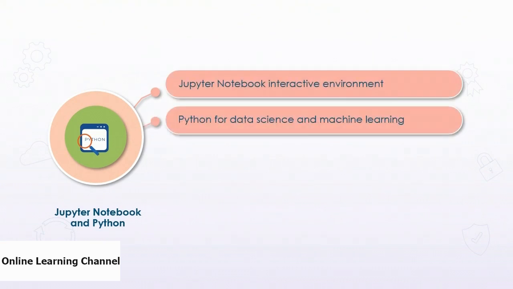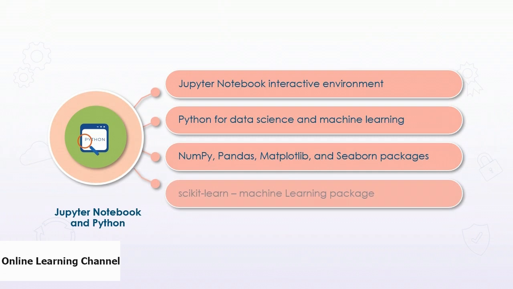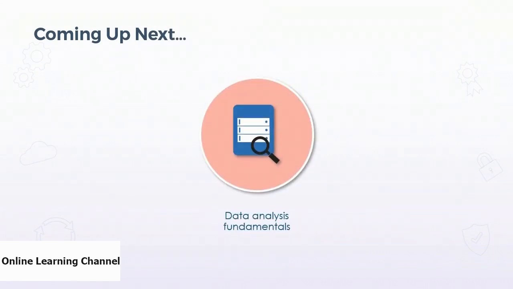In this course, we have learned how Jupyter Notebooks and Python can be used for data science and machine learning. We learned the advantages of Jupyter Notebooks along with running Jupyter Notebooks with Python. Then, using Jupyter Notebook, we learned how Pandas, Numpy, Matplotlib, and Seaborn packages can be useful for data science and machine learning applications. Finally, we briefly reviewed the Scikit-learn package, which is a machine learning package in Python. In the next course, we will review the fundamentals of data analysis.